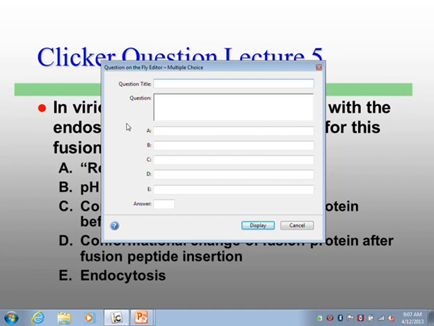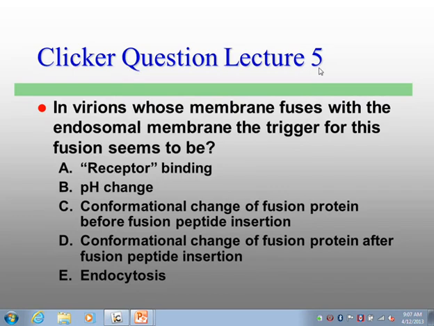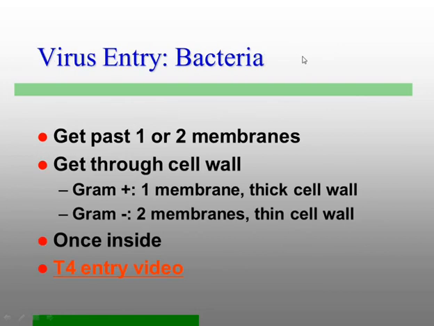But first, virus entry in bacteria. The key with virus entry in bacteria is that bacteria are really hard to get into. It's really a challenge to get into any particular bacterium. If they're gram-positive, they've got one membrane and a cell wall. Gram-negative, they've got two membranes that you actually have to get across. So how do you get through this?